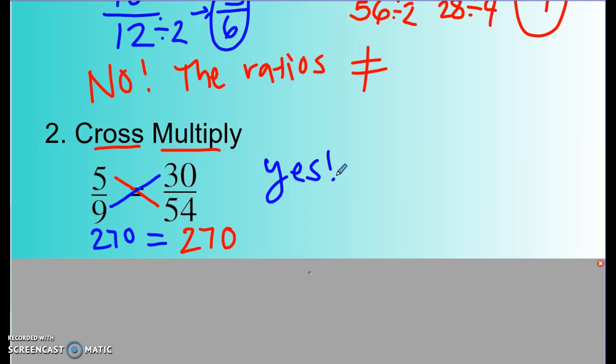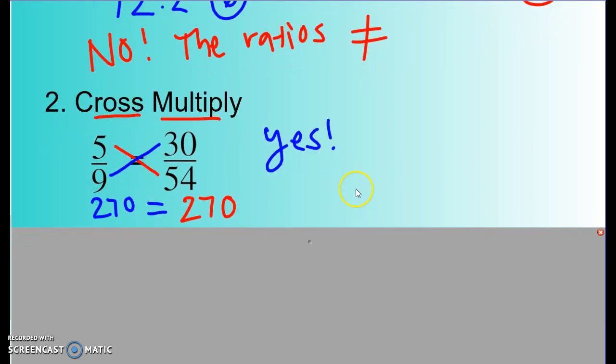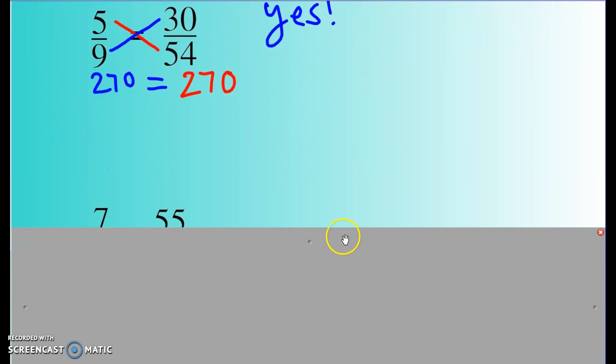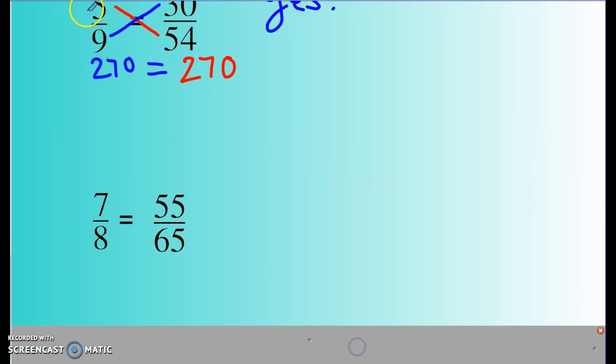And we could simplify too and do the whole division and we would get the same answer, but this is just kind of a two-step shortcut here, just multiplying the two numbers diagonal from each other and testing to see if they're equal. So let's try another one together. My second example we have in our notes would be 7 to 8, and then 55 to 65.